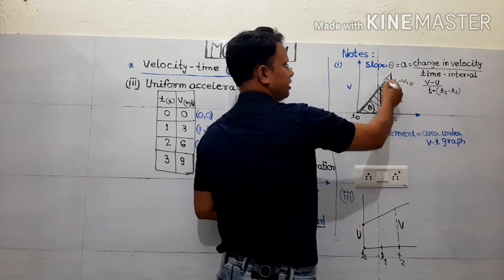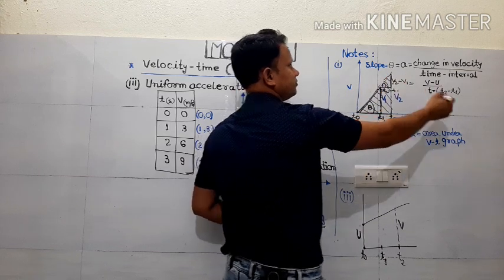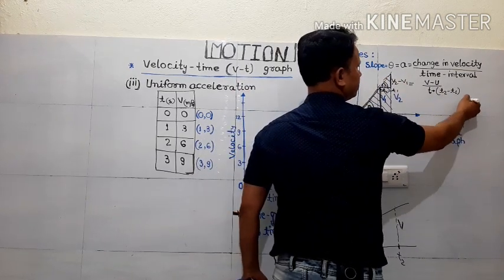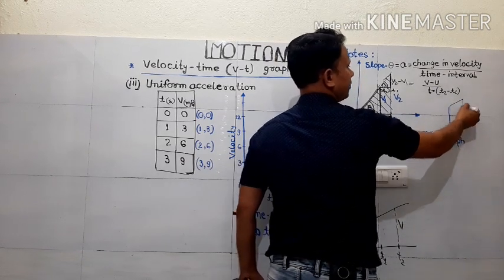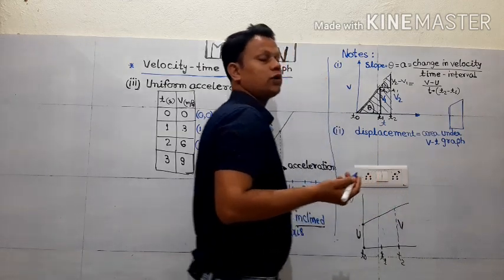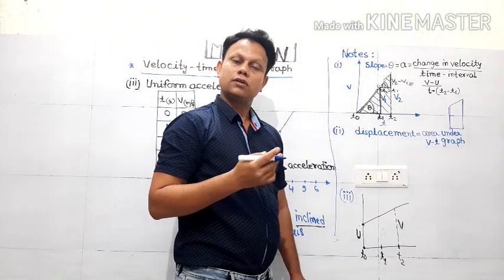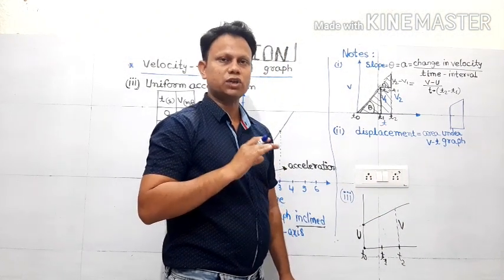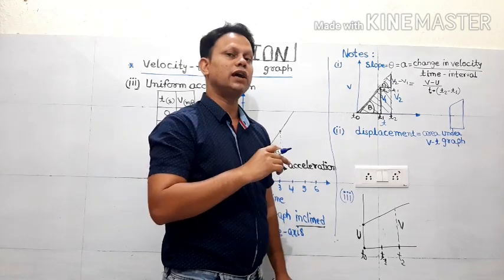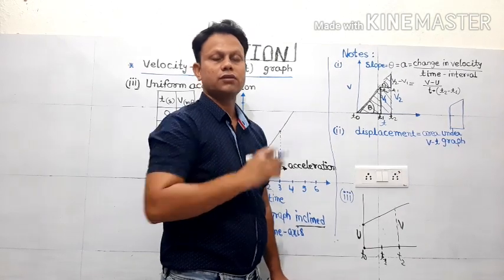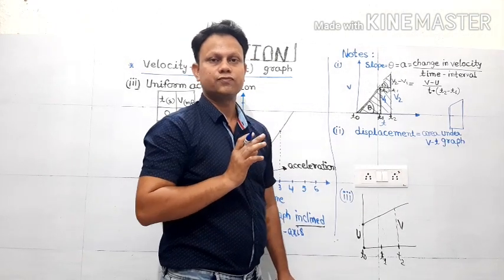If you observe this carefully, you are going to get a trapezium. Trapezium, as you know, is a quadrilateral in which two sides are parallel, and the formula for trapezium is there, so you can find out with that. So whatever shape you are getting under the VT graph, you find the area of that shape, and that will give you the value of displacement for the motion.